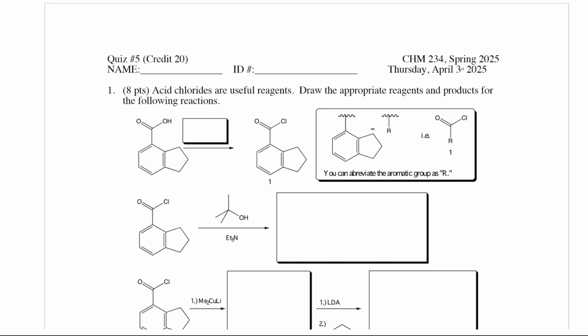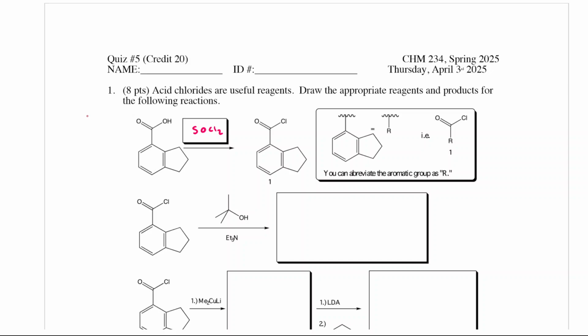In our first reaction, we have a carboxylic acid and an acid chloride. And what happens is we're exchanging one of our oxygens for a chloride. And this is going to be a reagent we'll have to remember, but it's pretty easy. It's SOCl2.